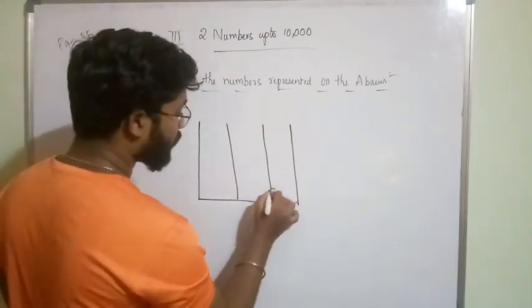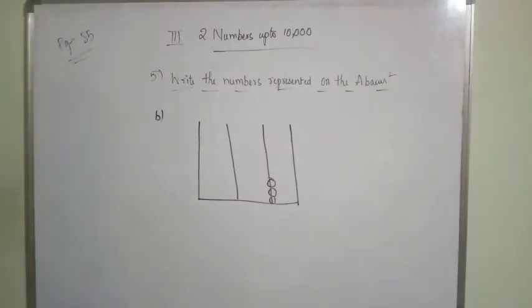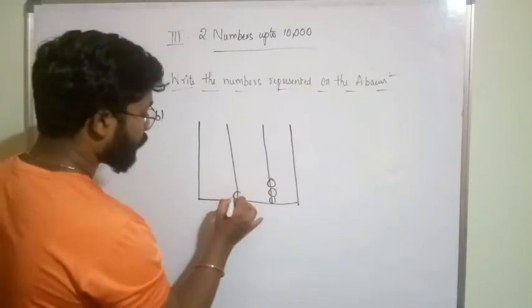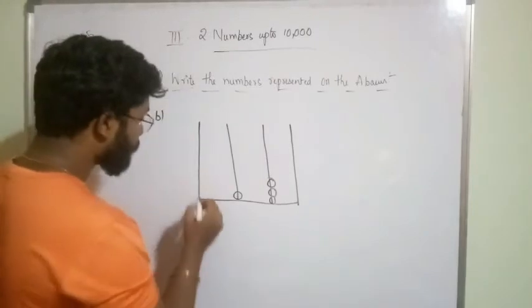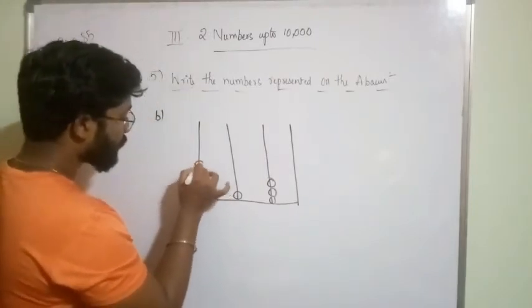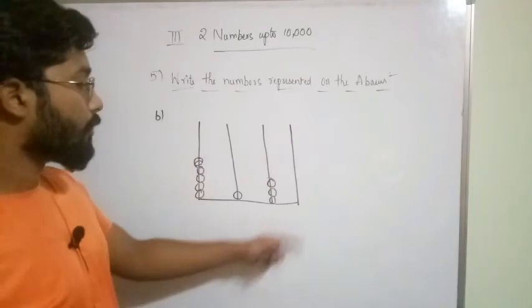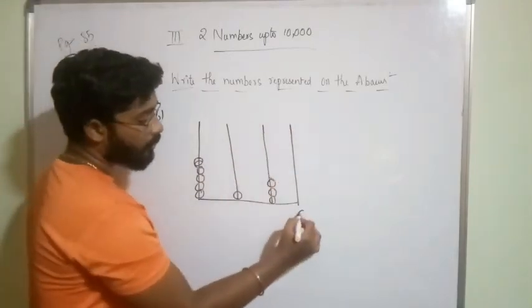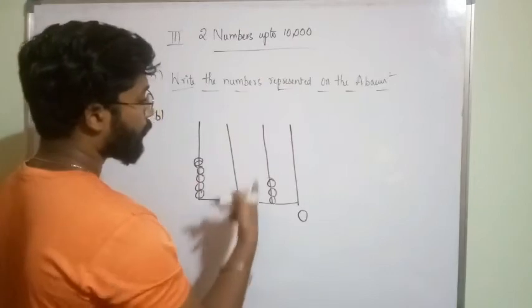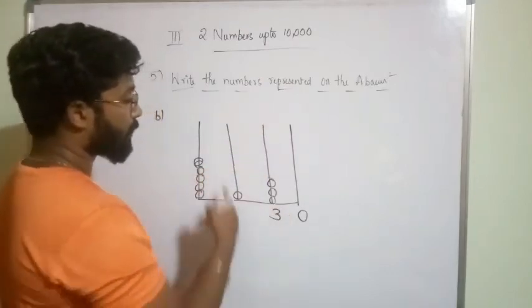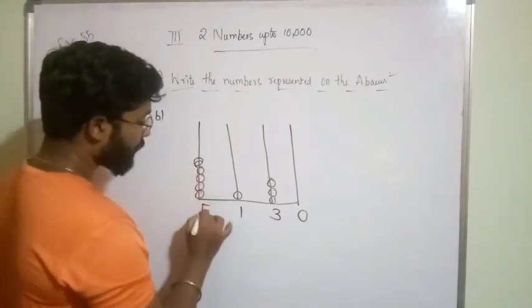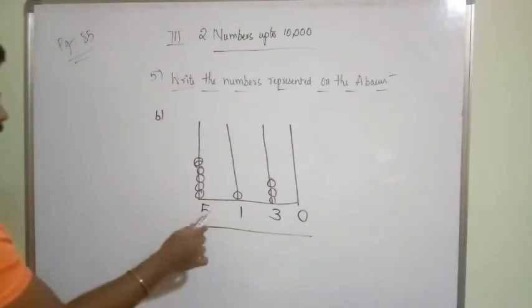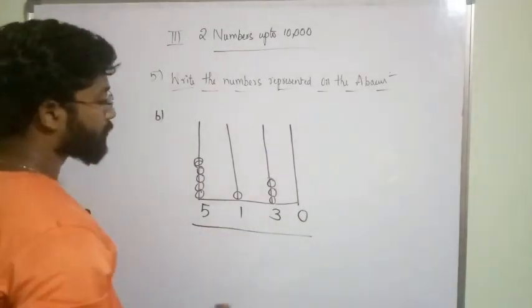In the tens rod there are 3 beads. Next, in the hundreds rod you are having only 1 bead. In the thousands rod you are having 5 beads. So you have to count. In the ones rod no bead is there, so you have to keep 0. In the tens rod 3 beads, in the hundreds rod 1 bead, and in the thousands rod 1, 2, 3, 4, 5 beads. So what is the final number? 5130.